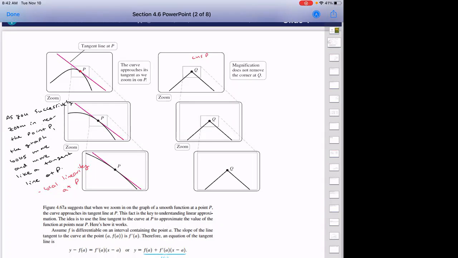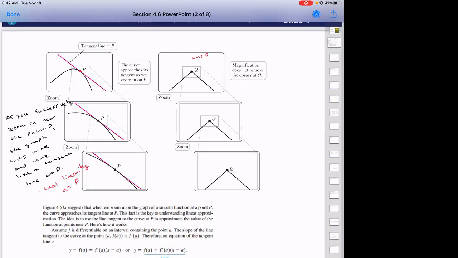Yes, because on the right hand side you cannot find the derivative of the function at the point Q. If there is a corner, no derivative. If a function is not continuous, no derivative. If a function has a vertical tangent line, no derivative, right? There's a corner, so no derivative there. Good.